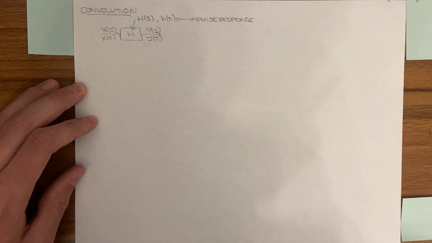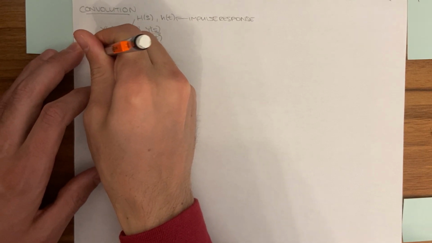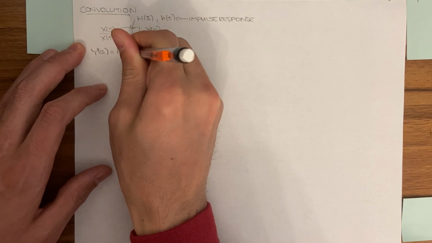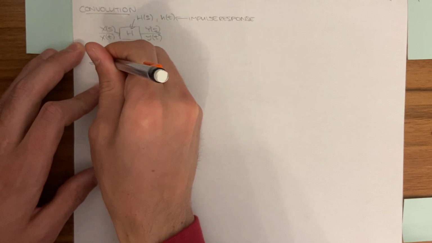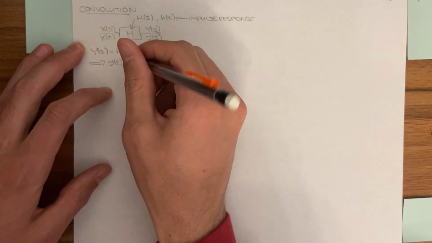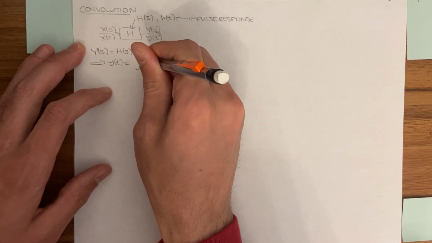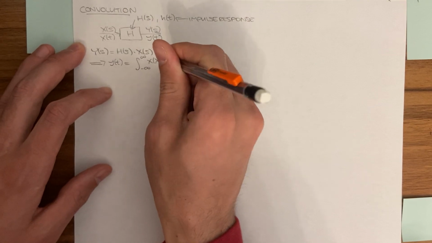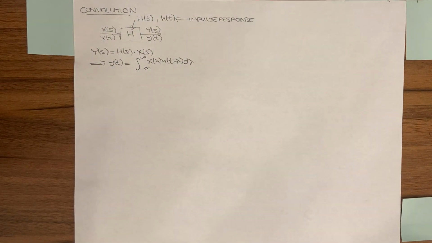So, we said in the Laplace domain, you have Y(s) equal to H(s) multiplied by X(s). However, in time, y(t) is where it gets kind of weird. It's this integral form: integrating from negative infinity to positive infinity, x(lambda) h(t minus lambda) d lambda. Now you might see that and think, what the crap, what does that mean? So I'm going to break this down a bit.